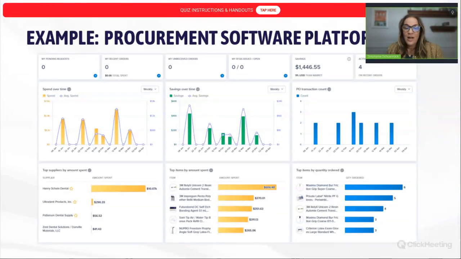Here's an example of a dashboard when you first log into a procurement software. I've got some other slides where these images are blown up, so I don't want anyone squinting too hard. So there'll be a couple of follow-up slides. You'll be able to see the detail. But I wanted to give you an idea or a sense of what you would see when you log into a platform.